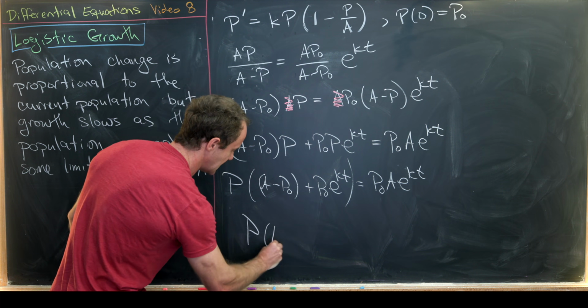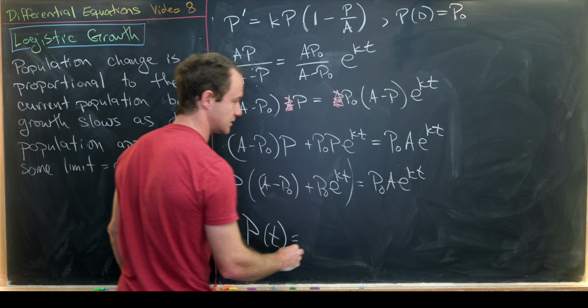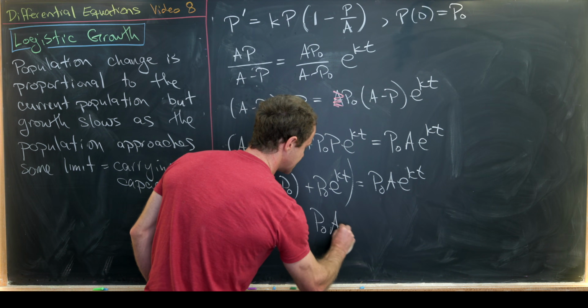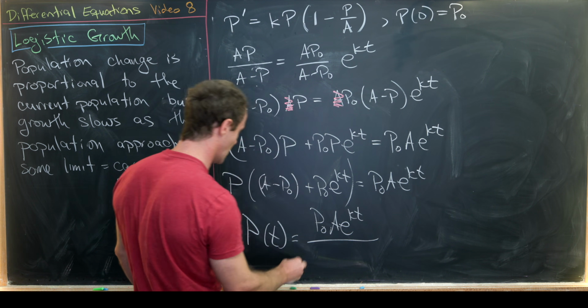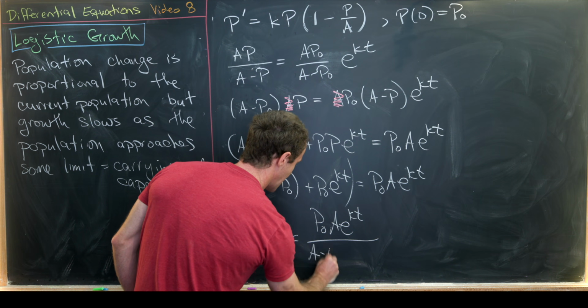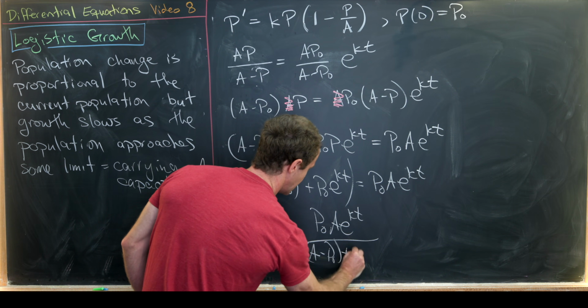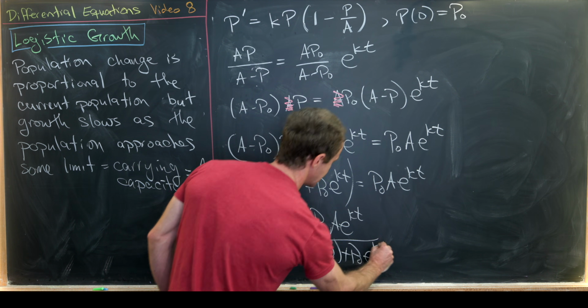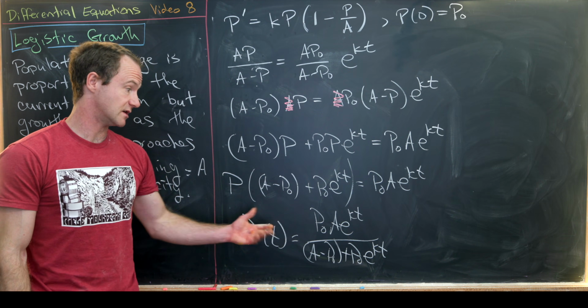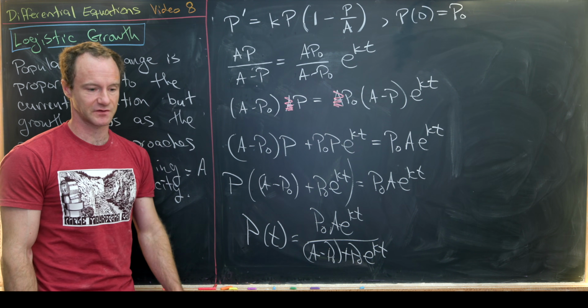That leaves us with p evaluated at t equals p naught times a times e to the kt over a minus p naught plus p naught e to the kt. So that would be the solution to our logistic differential equation.